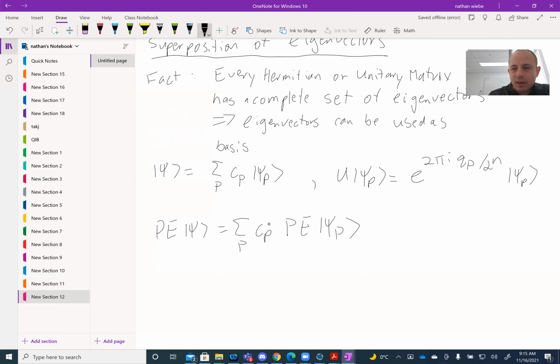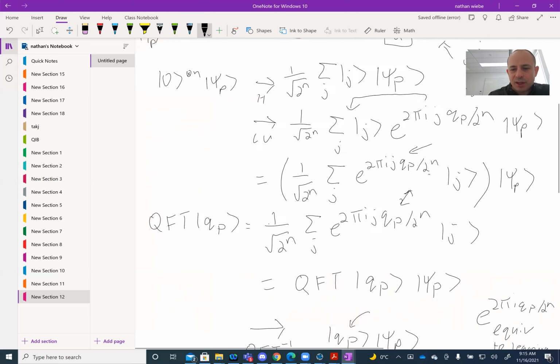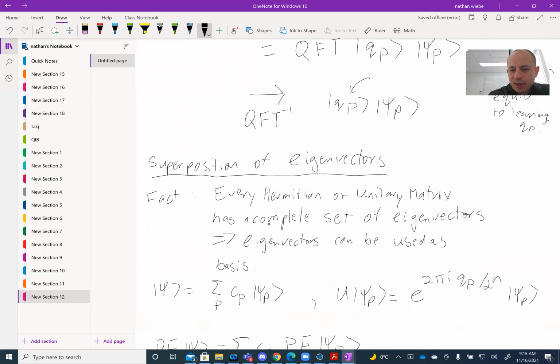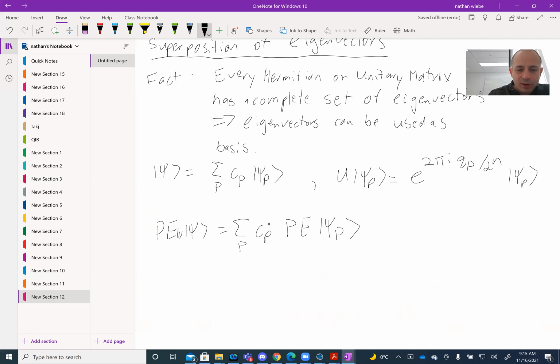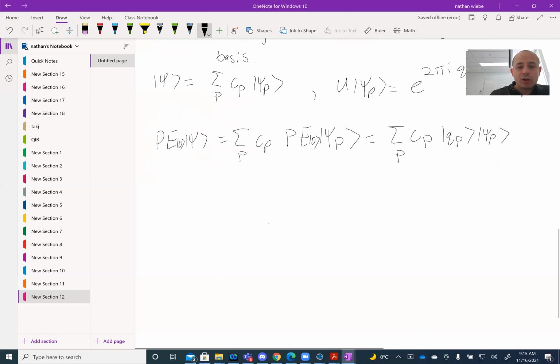psi p. Now we just argued what the action of PE on psi p is. PE on psi p, I should put a 0 acting on here in order to be able to store all the information, will just give us the value of q sub p in that register. So this will end up giving us the sum over p of c sub p, q sub p, psi p. Okay, and so that is the action of phase estimation. So what happens when we measure?